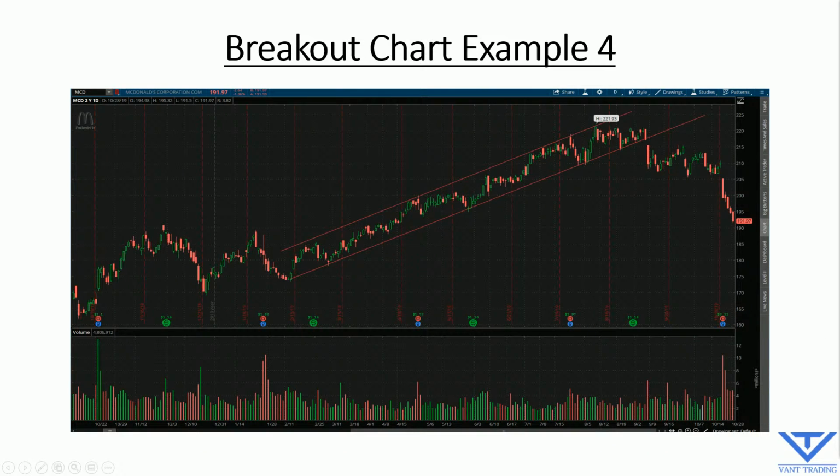Here's a little bit of a breakout, on kind of an up move, an upward trending channel in McDonald's. You can see this upward trend. It's bouncing, bouncing, bouncing, bouncing, and finally it can't do it anymore. And the second this channel breaks, that ends up being the selling point.